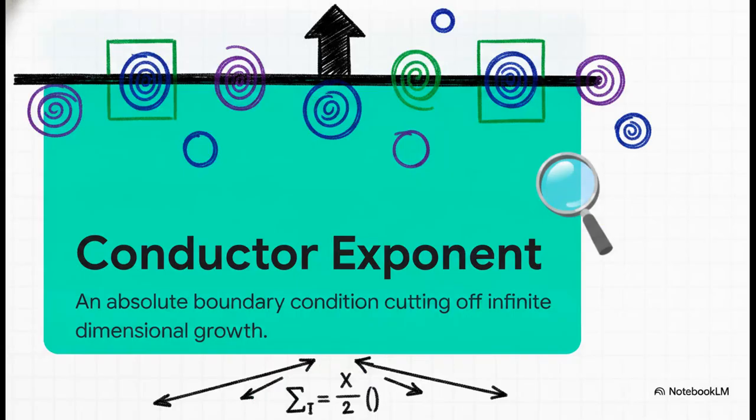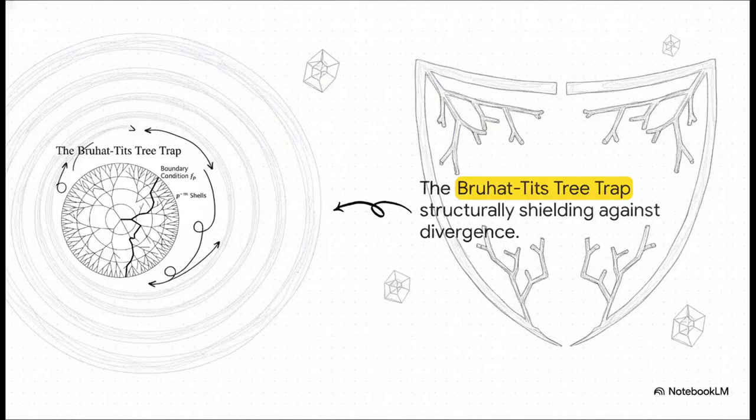An absolutely vital variable in that last equation is the conductor exponent, denoted as f_p. Mathematically, it sits right at the top of our summation. But physically, this acts as a strict boundary condition. It's literally the absolute ceiling that cuts off infinite-dimensional growth. Because of this exponent, those wild, highly entangled quantum strategies are forced to stabilize into a finite, rational combination of local fields. And this brilliantly illustrates how the Bruhat-Tits tree trap structurally shields against that divergence.